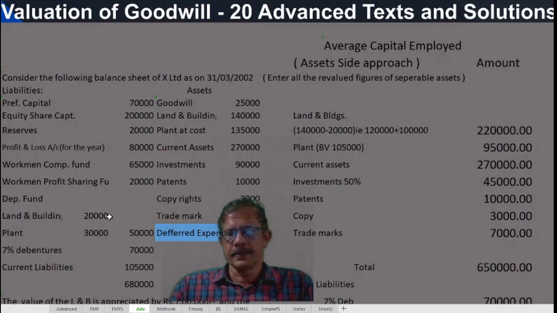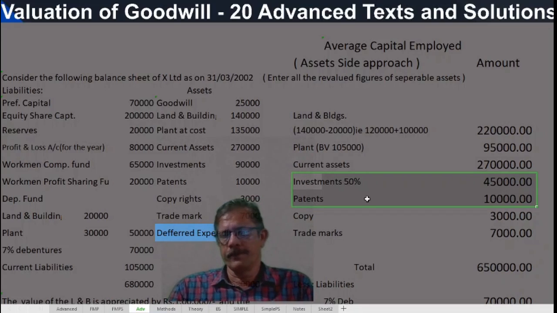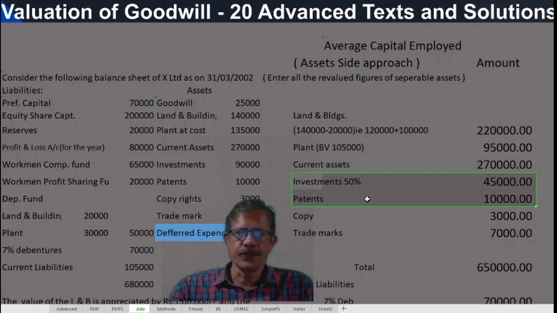Capital plus reserves and surplus. Add profit on revaluation of land and buildings. Deduct loss on revaluation of plant. And 50% of the investments also should be deducted, because this 50% of the capital, that is 45,000, is not employed in the business. We are calculating business profit. We are valuing the business. That is why non-trade investments are not considered. Non-trade incomes are also not considered.